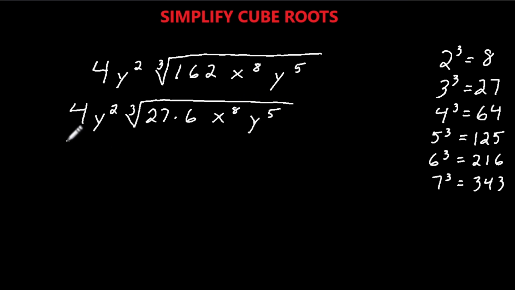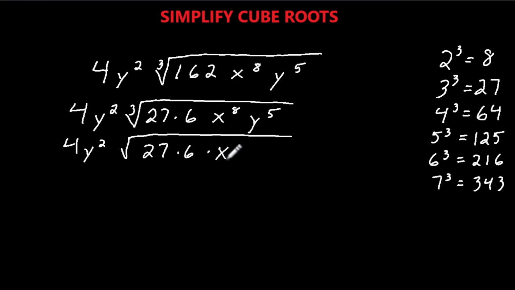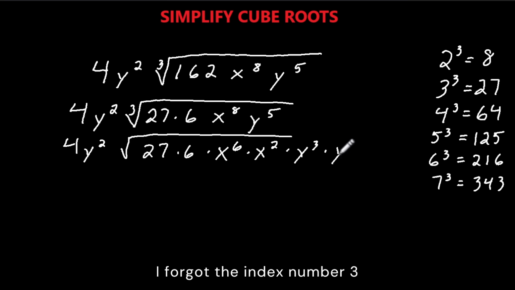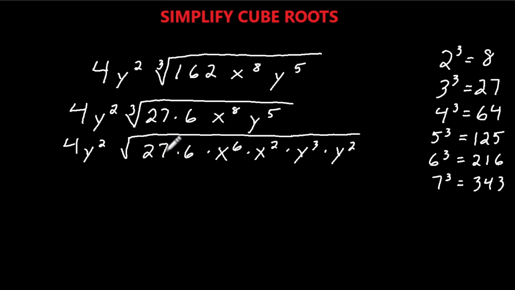So now in the next line, I'm going to do 4y squared cube root. I have 27 times 6. This x would be x to the 6th times x squared times, and then this is y to the 3rd times y squared. Now I'm ready to pull some pieces out. So the cube root of 27 I see on my list is 3. So 3 times 4, I'm bringing the 3 to the front, so it becomes 3 times 4. So then this is 12. I'll leave off the y squared for a second.